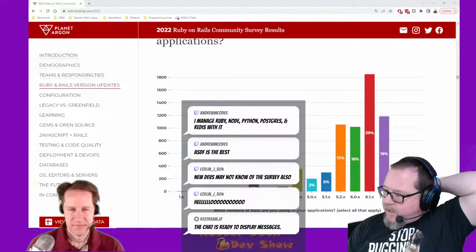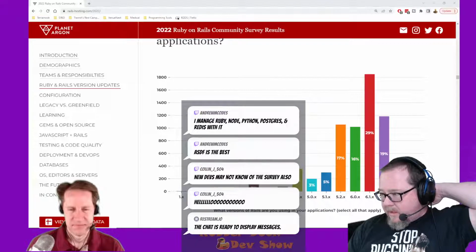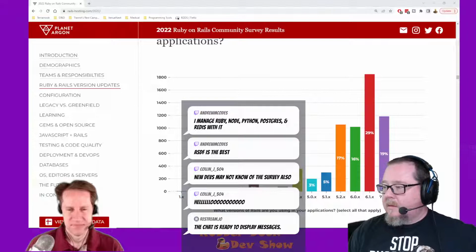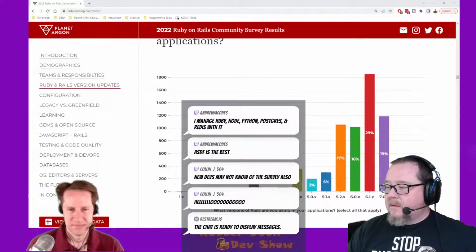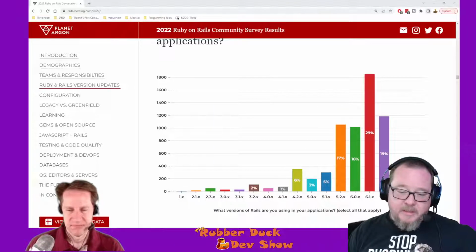Andrew manages Ruby, Node, Python, Postgres, and Redis with it. Holy crap. Does Postgres management too? Sweet. Huh. I'll have to look into that some more.